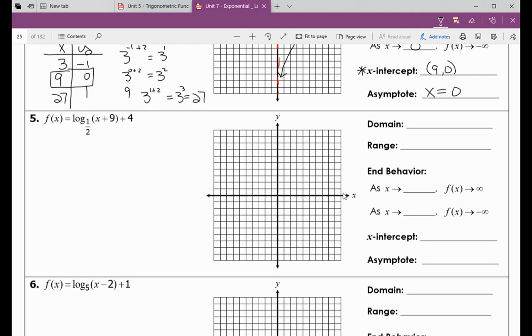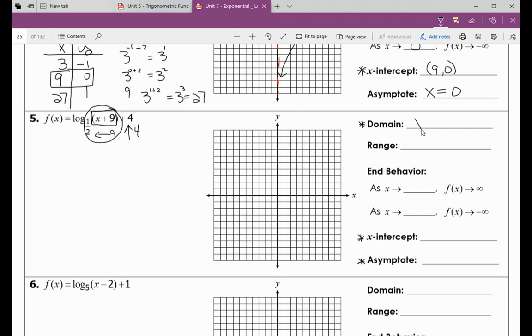Two more problems. And if you notice, they have a couple of movements going on. This number tells me to go to the left, not right, I'm sorry. That number tells me go to the left 9, and this number tells me to go up 4 places. Now remember the up 4, I'm sorry, not the up 4, apologize. This movement changes your domain, your x-intercept, and your asymptote.